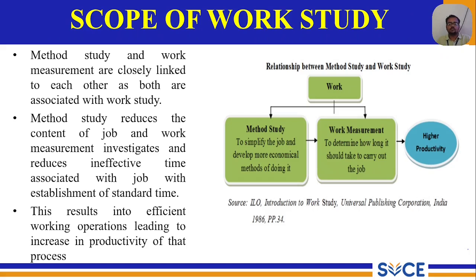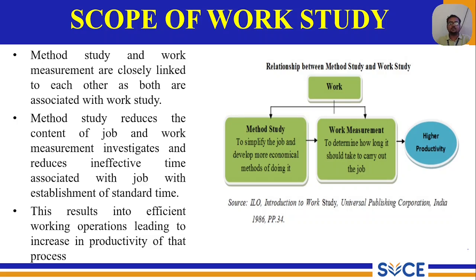Scope of work study. As denoted in the diagram, you could see that the basic categorization of work study is method study and work measurement. They both are an integral part of work study, and the ideal aim of both method study and work measurement is to improve the productivity. So method study and work measurement are closely related to each other, even though they are quite different from each other in specific terms.